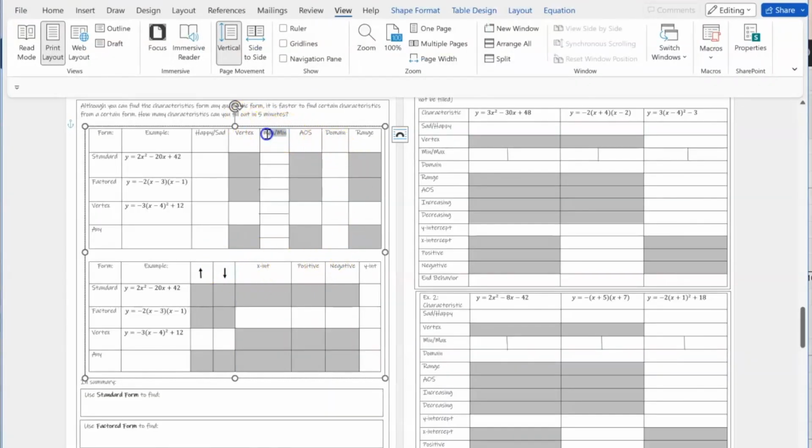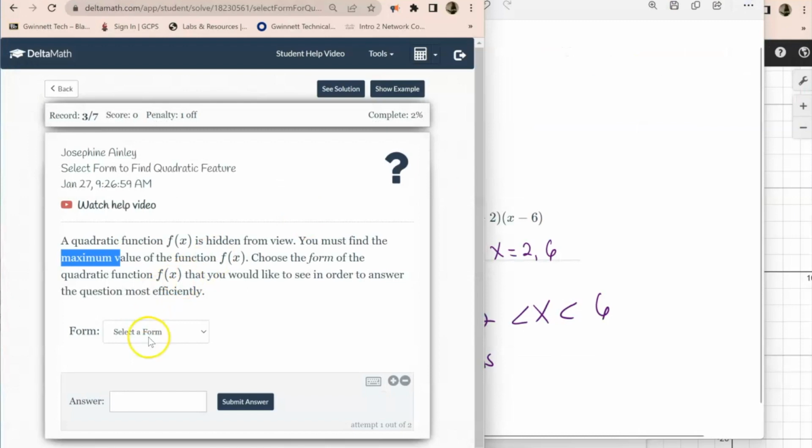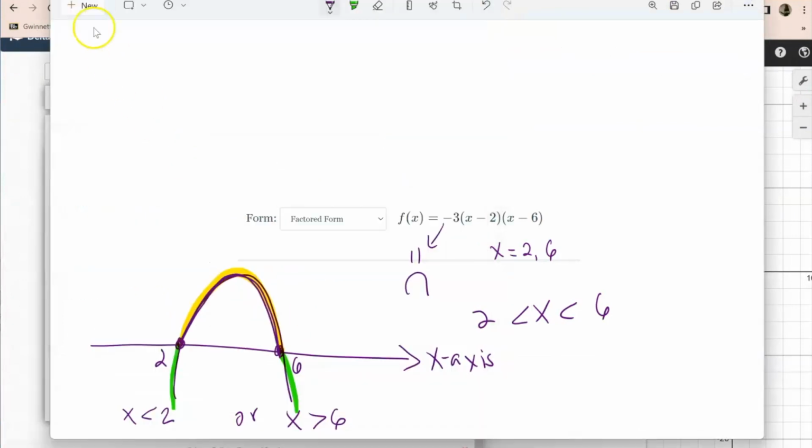So maximum and minimum, it looks like they're all blank because I can tell if they're happy or sad. But once you did your notes, this was crossed out. This was crossed out, but this is the only one that had a number. Okay, so this is where you would go look in your notes. So I'm really interested in my vertex form. So I'm going to do vertex form.